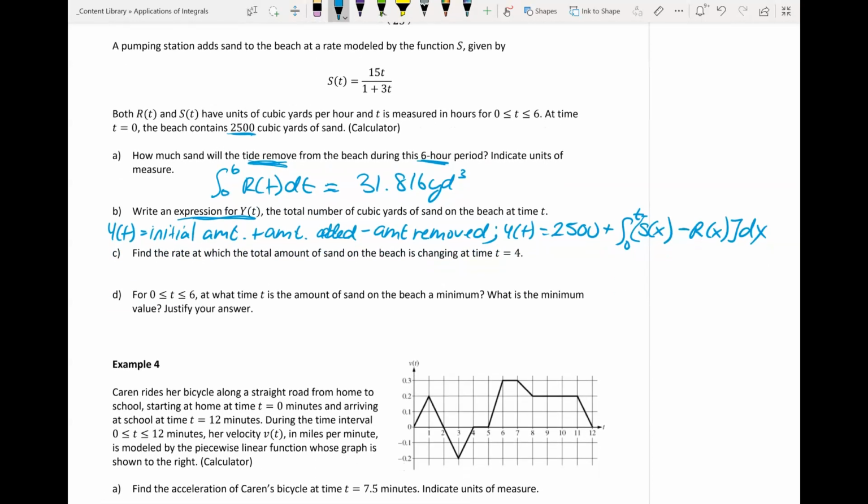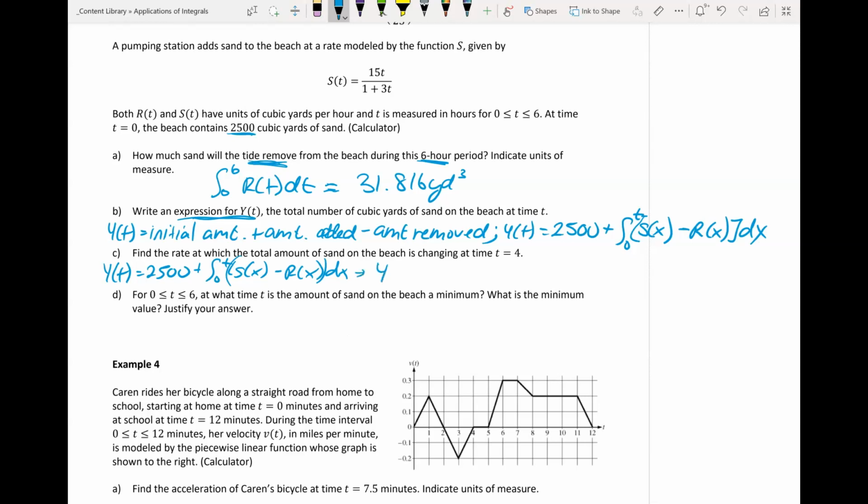Now we want to find the rate at which the total amount of sand on the beach is changing at t equals 4. Okay, so we know the amount of cubic yards of sand from y of t and how that can be calculated. But in this case, if I took the derivative of this, I'm going to be left with the rate for that sand on the beach.